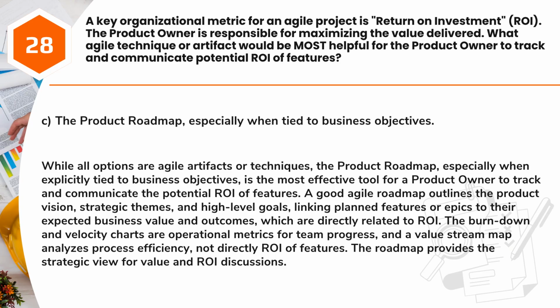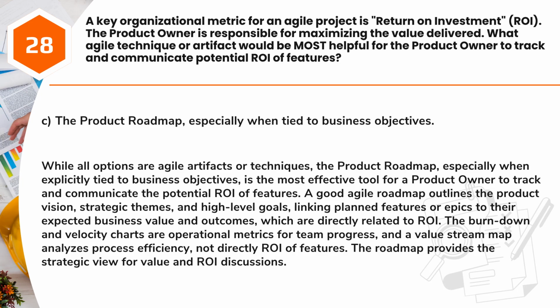Answer: C. The product roadmap, especially when tied to business objectives. While all options are Agile artifacts or techniques, the product roadmap, especially when explicitly tied to business objectives, is the most effective tool for a product owner to track and communicate the potential ROI of features.